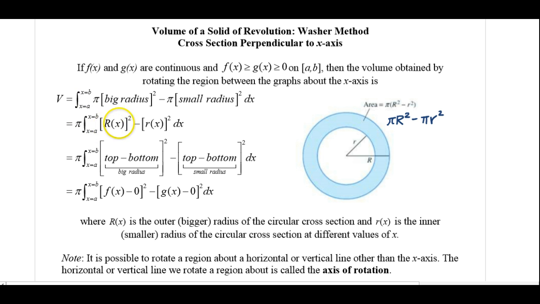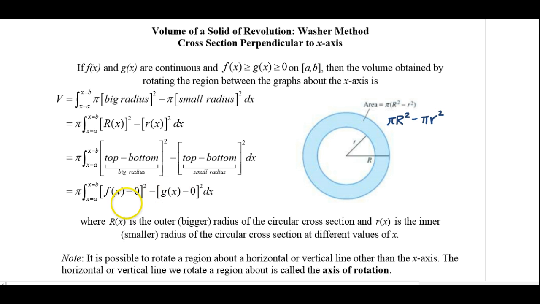So big R of x is going to end up being top minus bottom. So I'm going to need to find a top and bottom to the big radius and subtract them. And remember to square that. And then minus the top minus the bottom of the little radius. And remember to square that. So if we're rotating around the x-axis, the bottom function is always going to be 0. So we're going to have f of x minus 0 squared, or really just f of x squared, minus g of x squared dx.